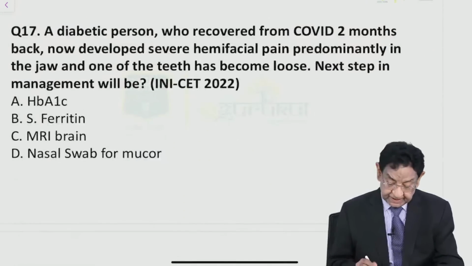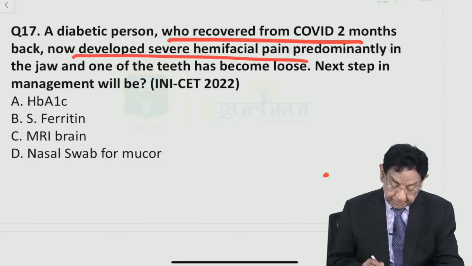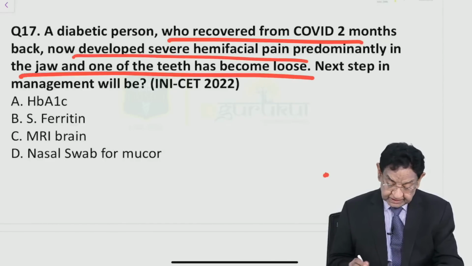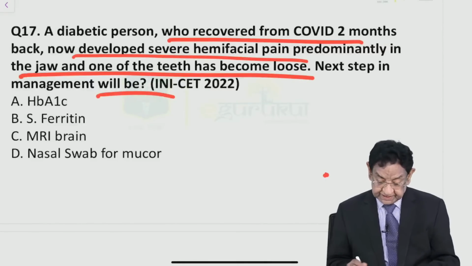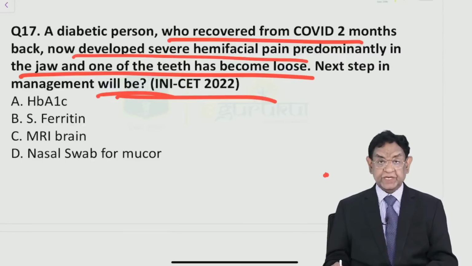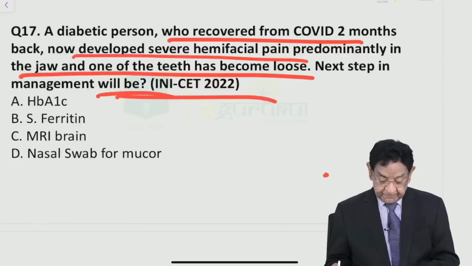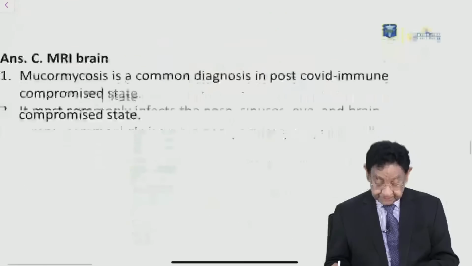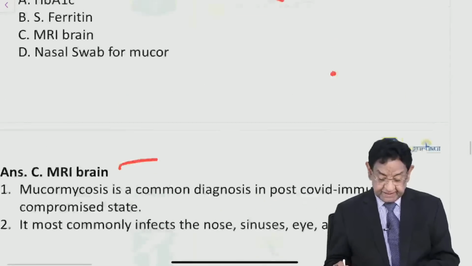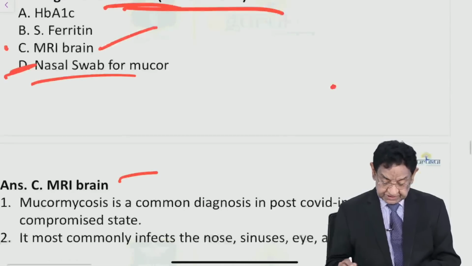Question 17. A diabetic person who recovered from COVID 2 months back now develops severe hemifacial pain, predominantly in the jaw, and one of the teeth has become loose. Next step in the management will be? Well, it's again a latest question, INI CET question. Options are in front of you: HbA1c, serum ferritin, MRI brain, and nasal swab. The answer is MRI brain. I'm sure many of you have gone for this answer, but the answer is C.